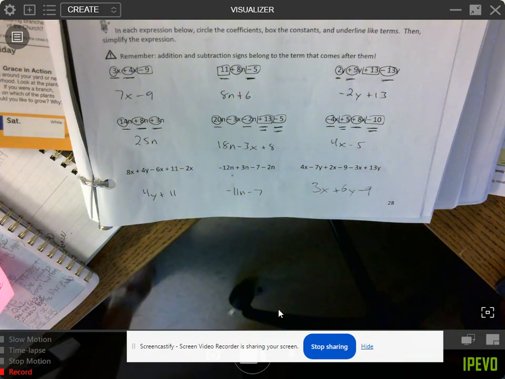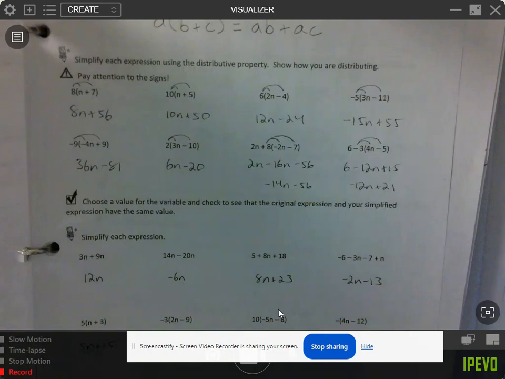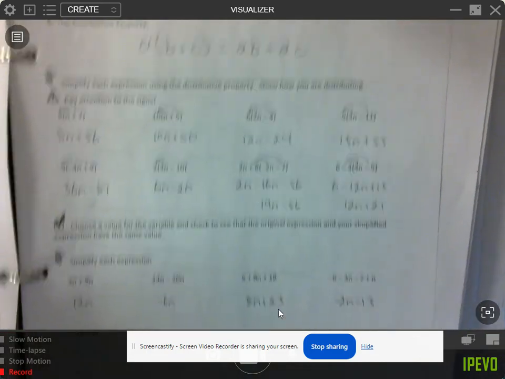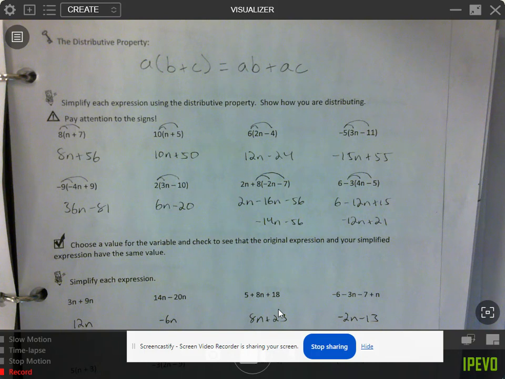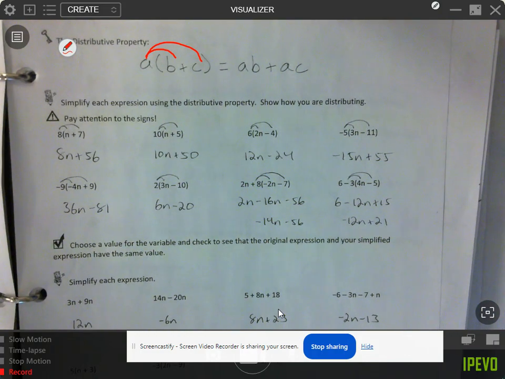All right, now we've got the distributive property. So remember, we are multiplying through that term that's on the outside. Multiply it through. So when it says show how you are distributing, I said you need to show me what you are multiplying. A lot of us forgot to show it, and a lot of us forgot to do it. You take the number on the outside and you multiply it to everything inside the parentheses.